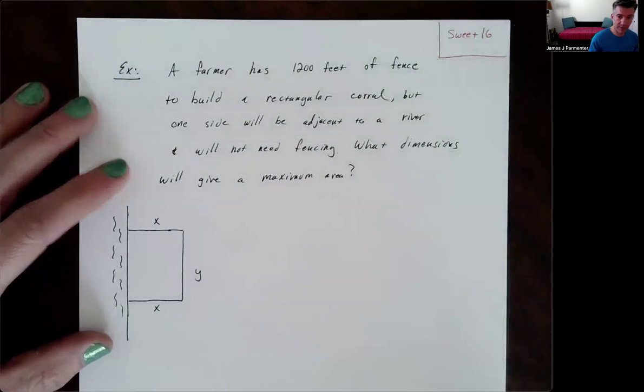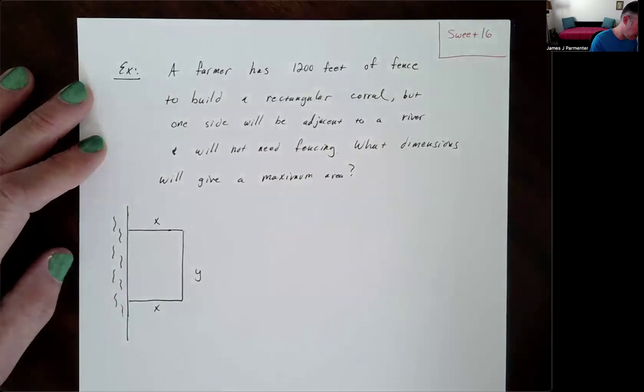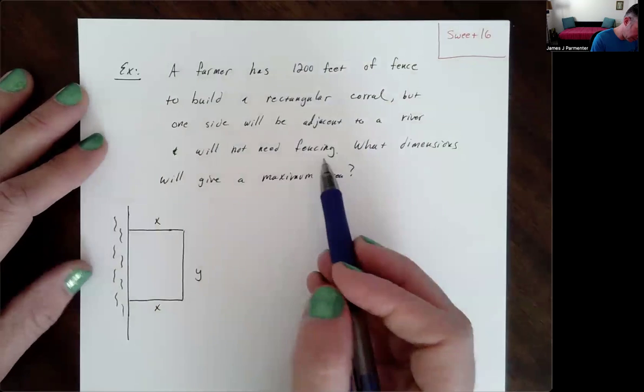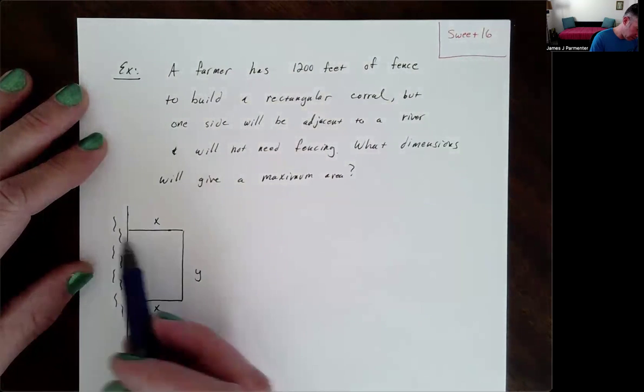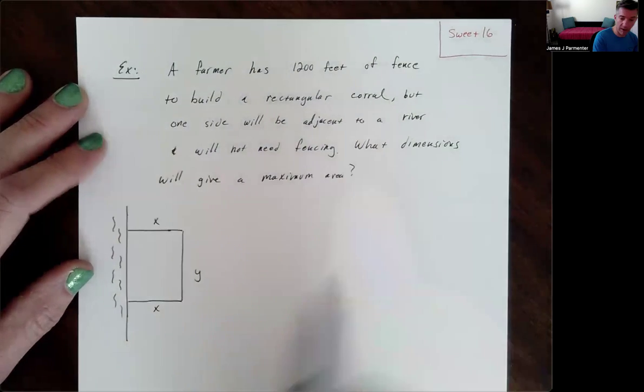So, second question. A farmer has 1,200 feet of fence to build a rectangular corral, but one side will be adjacent to a river and will not need fencing. So like this, here's my river, here's my corral, it's got fencing here, here, and here. What dimensions will give a maximum area?